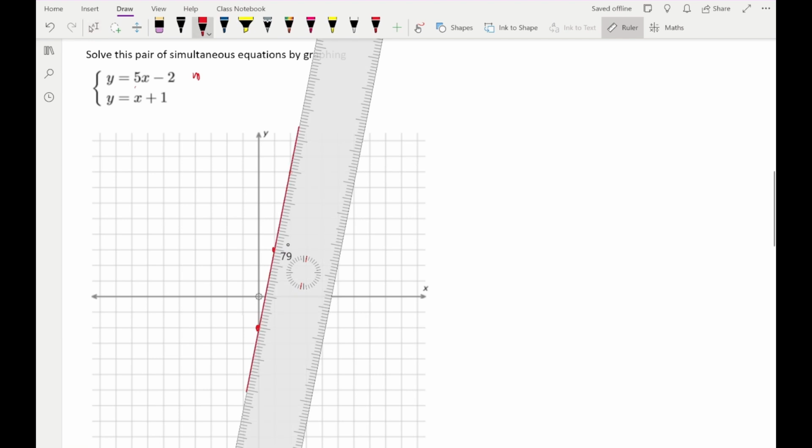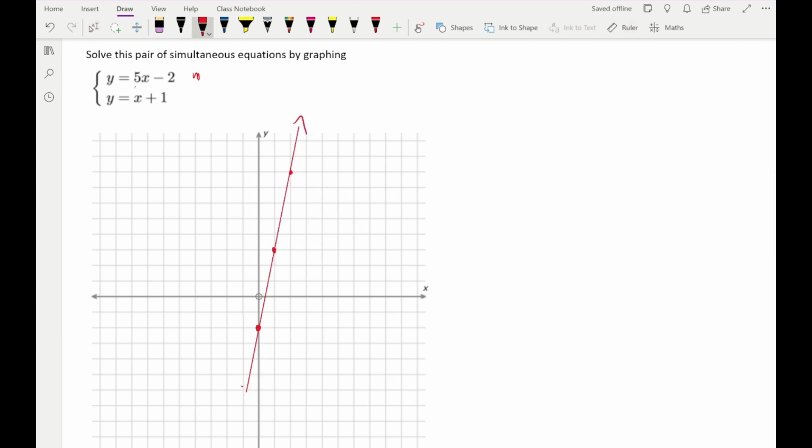There we go. Chuck an arrow on the end and label it y equals 5x take 2. You label it as y equals 5x take 2, and you draw the arrows to show that it keeps going after you've drawn it. All right, next thing we're going to do that line y equals x plus 1.